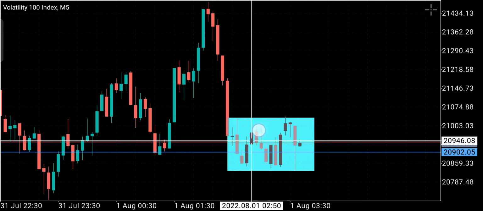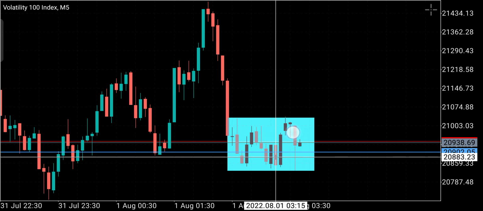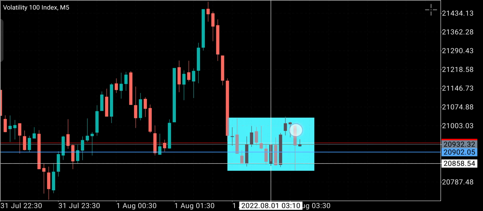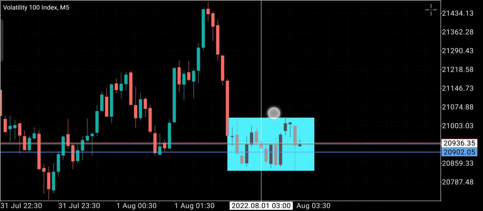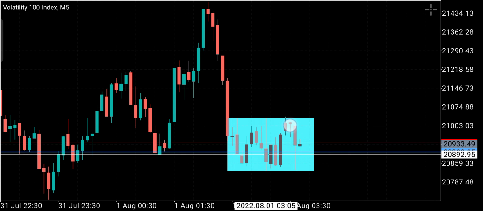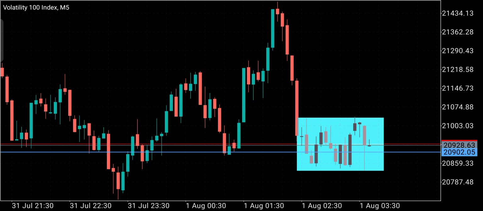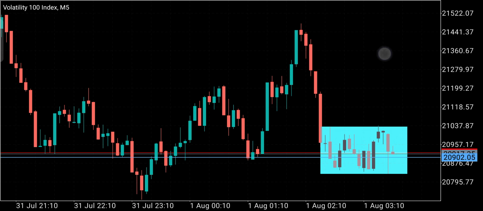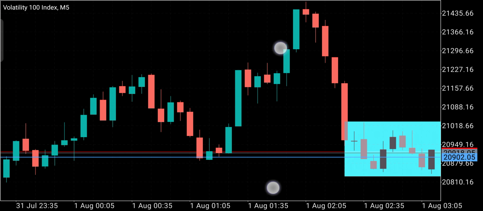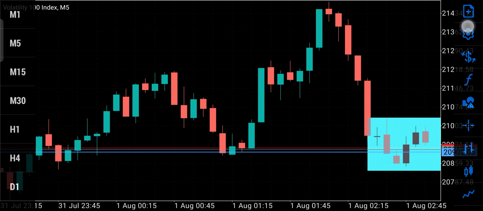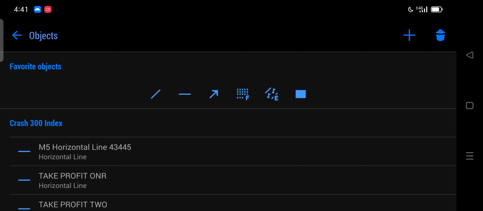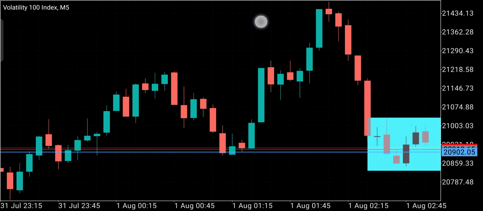So you wait patiently until this consolidation is done before you apply the pullback trading strategy. I'm going to be citing examples of that. Okay, pullback trading strategy. What are you looking out for? This is what you're looking out for.